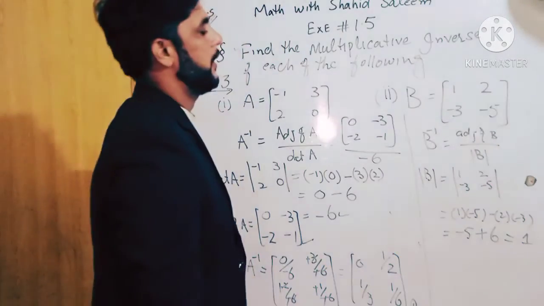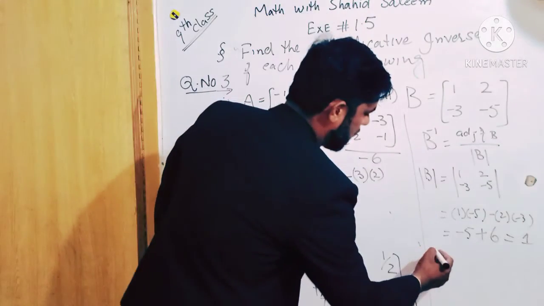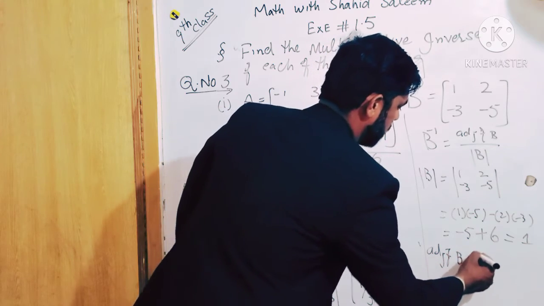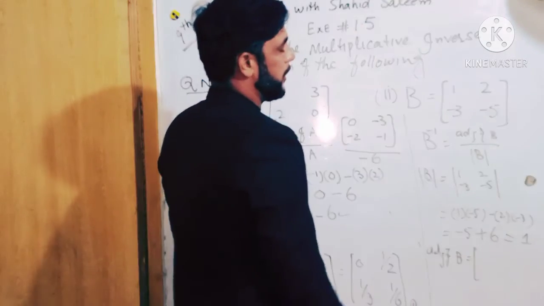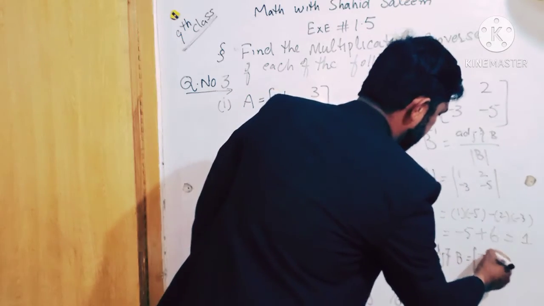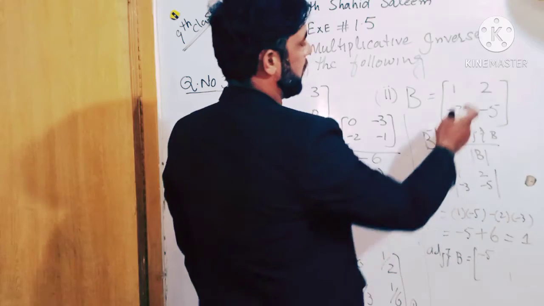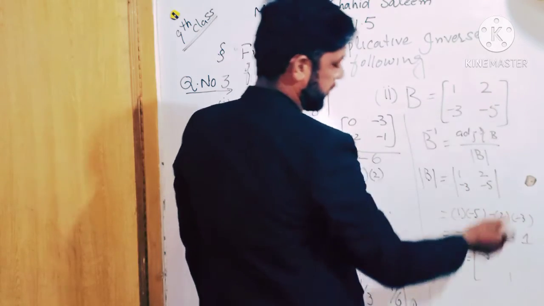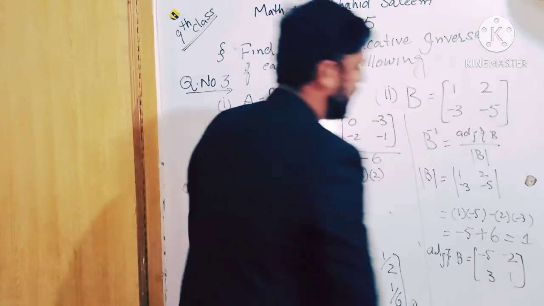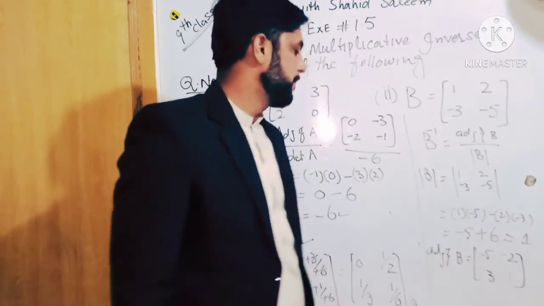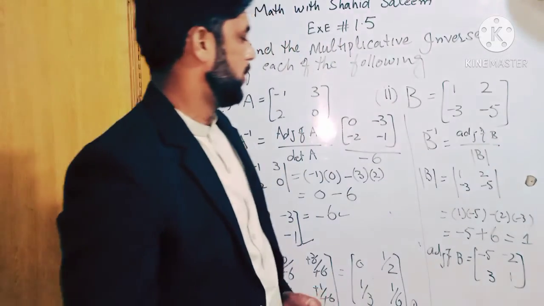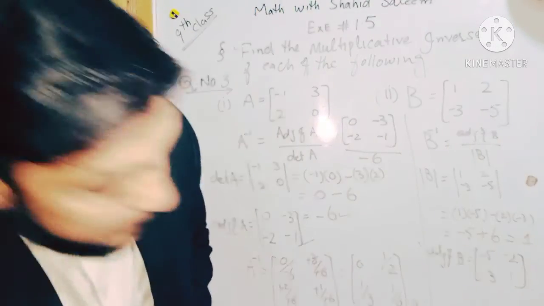And also we find the adjoint of B. Adjoint of B equals: replace the elements of the main diagonal, -5 and 1, and interchange the signs, -2 and +3, which is the result of the adjoint of B.